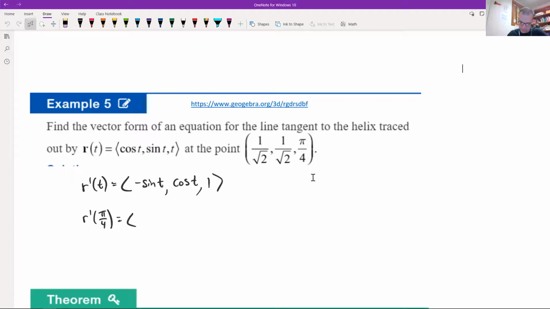And if we've got negative sine of pi fourths, then that would be negative 1 over the square root of 2. Cosine of pi fourths would be 1 over the square root of 2. And 1 is just going to be 1. So this one is our direction vector. And this one's our starting point.